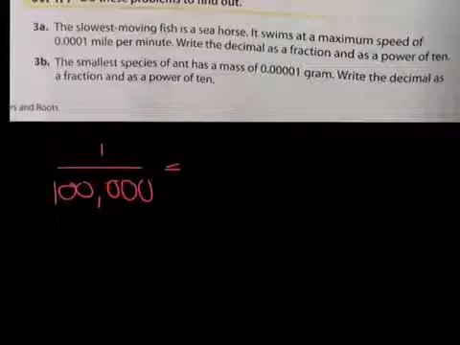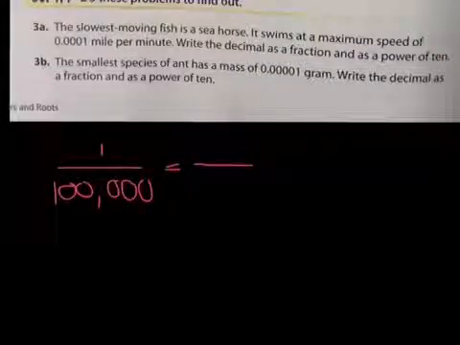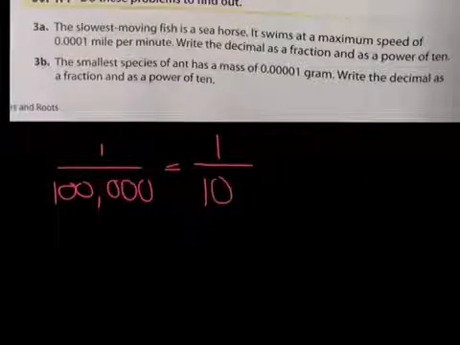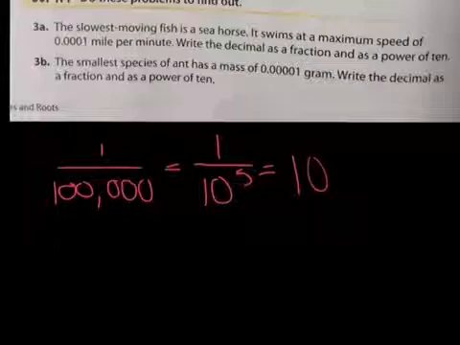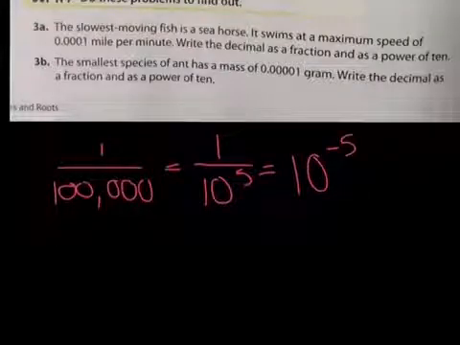How many zeros do we have here? 1, 2, 3, 4, 5. Then we do it as a base 10. There's our base 10 to the power of 5. And then if we want to get rid of the numerator 1, we write it as 10 to the negative 5. I hope this is making sense, boys and girls.